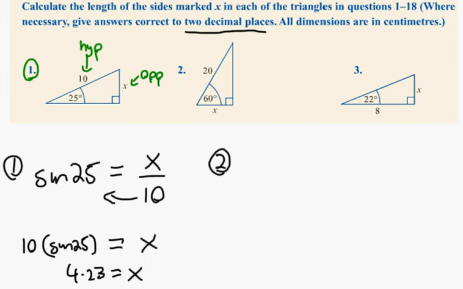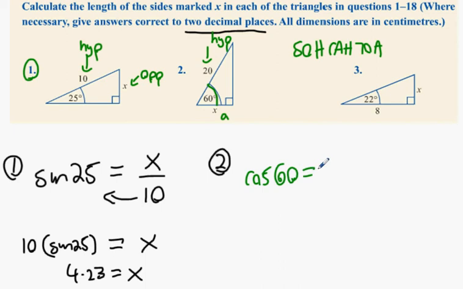What can you say we do for question 2, guys? What's the 20? What side is the 20? What side is the x? Adjacent. Which function do we use? We use cos. Cos what? What comes beside the cos? How do you know it was 60? It's always the angle that comes beside the sine, cos or tan. So it's cos 60.